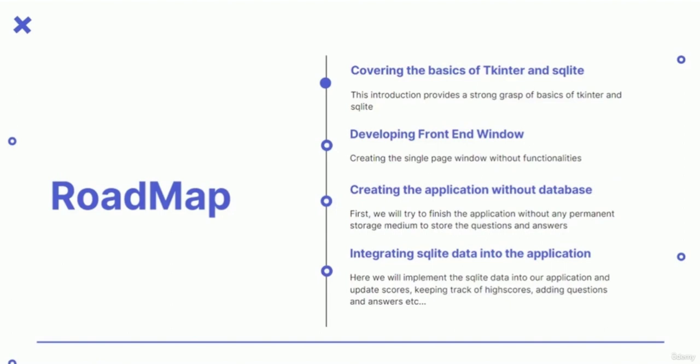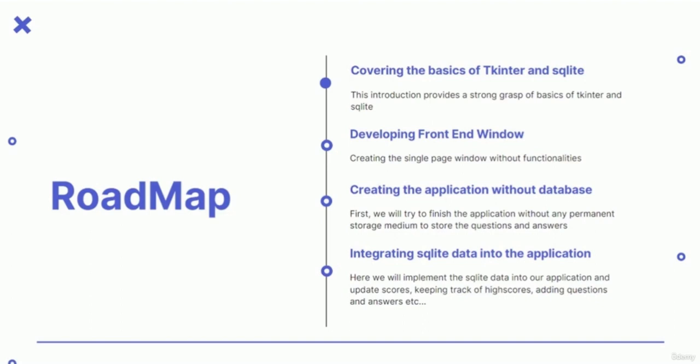So I'm just going to show you the exact roadmap of how we are going to build this project. First, we will cover the basics of Tkinter and SQLite. So whatever functions or widgets, for example SQLite commands we are using, I'll just show you how it works, and later on we will use those commands in the project. And next we will start developing the front end window, but this time we won't create any functionalities. The buttons don't do anything. We won't be able to actually play the game.